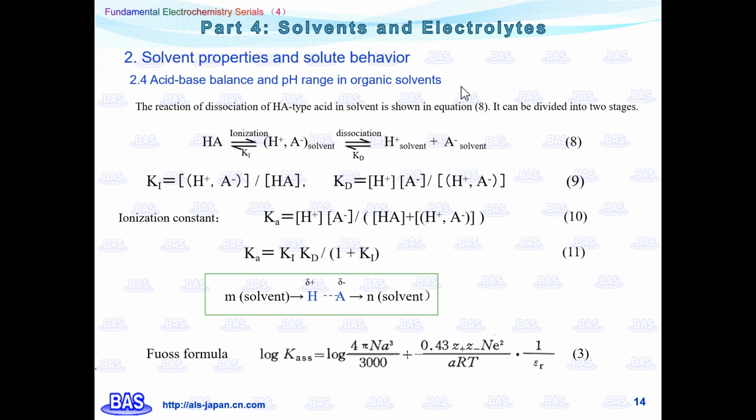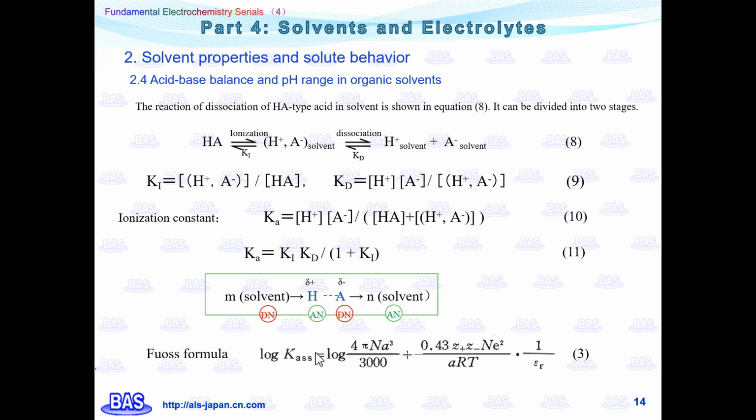The ionization equilibrium constant Ka, obtained by the potentiometry or conductivity method, can be expressed by equation 10. By substitution, we can obtain equation 11. As a result, both Ki and Kd need to be large in order for Ka to become large. This means that both processes, the ionization of the acid HA and the dissociation, must occur easily.